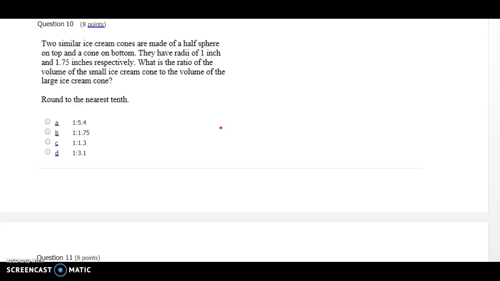Okay, so no matter what figure we're talking about, cone, prism, pyramid, any of that stuff, they gave us some dimensions, right? They gave us that one of them has a radius of 1 and one of them has a radius of 1.75. Because they're similar, we can find the ratio between the dimensions is 1 to 1.75, right? We always put that as a fraction. So 1 to 1.75, that'll be the ratio of our dimensions.